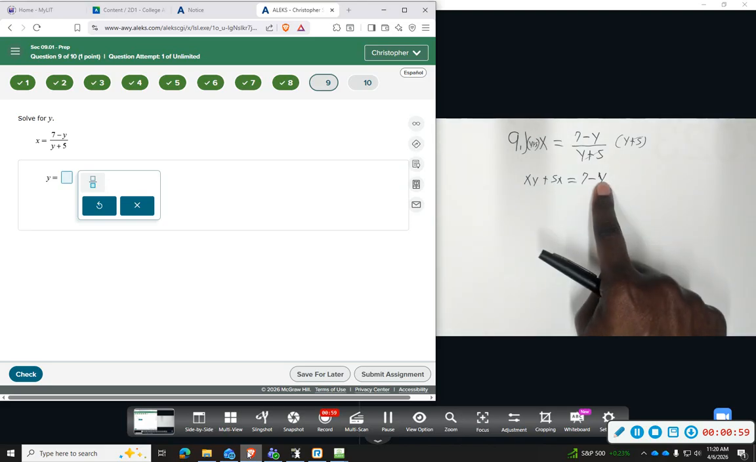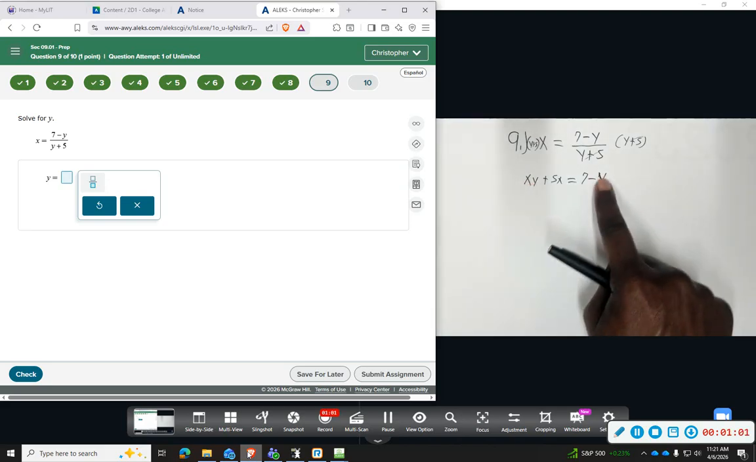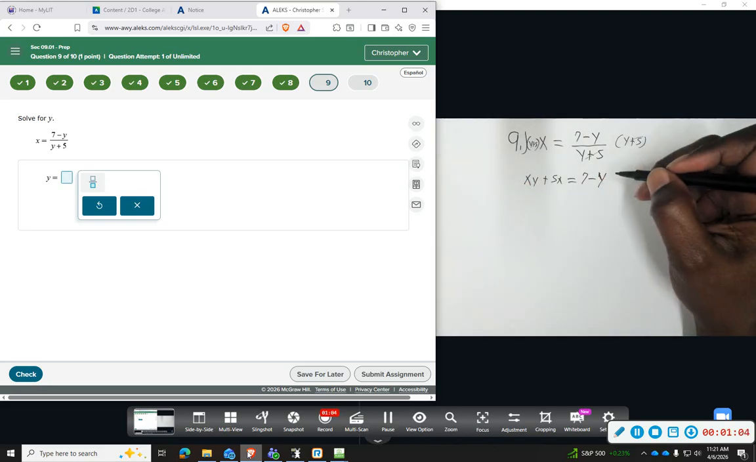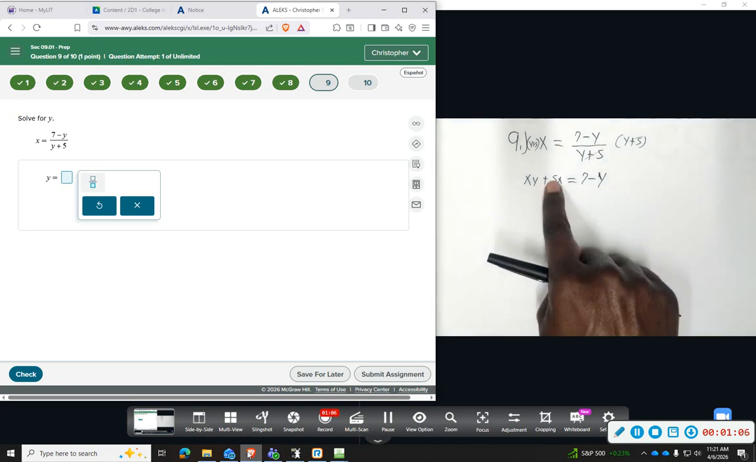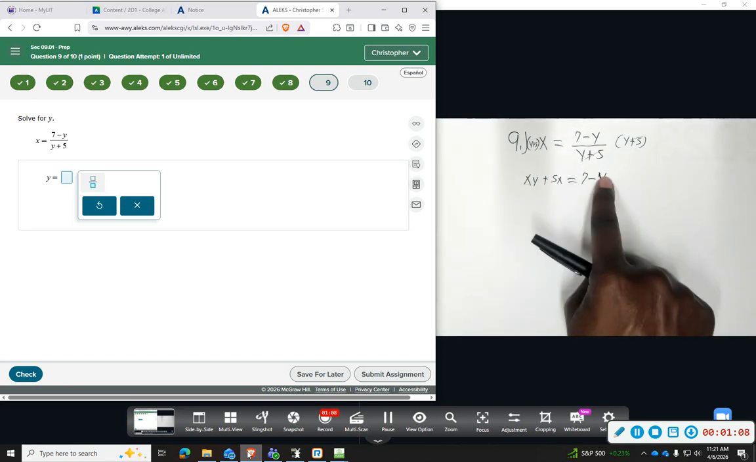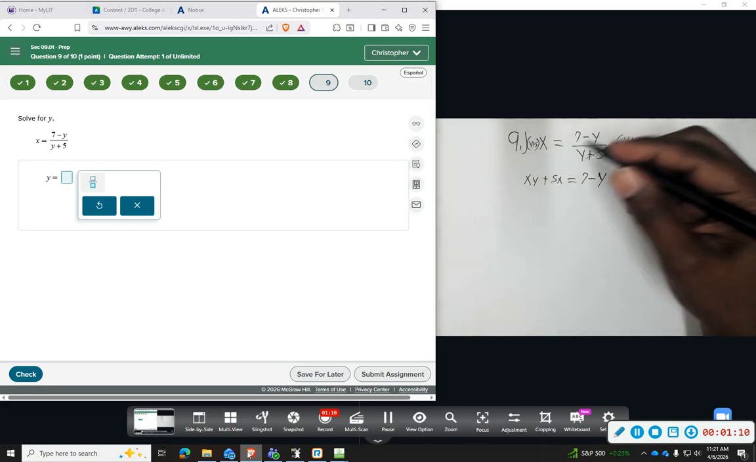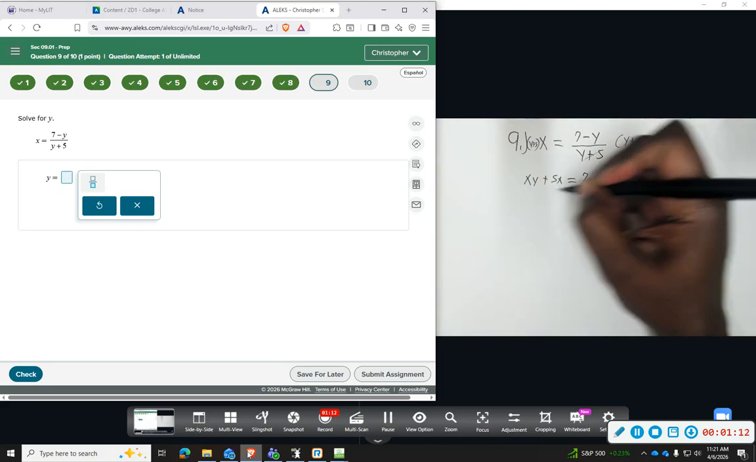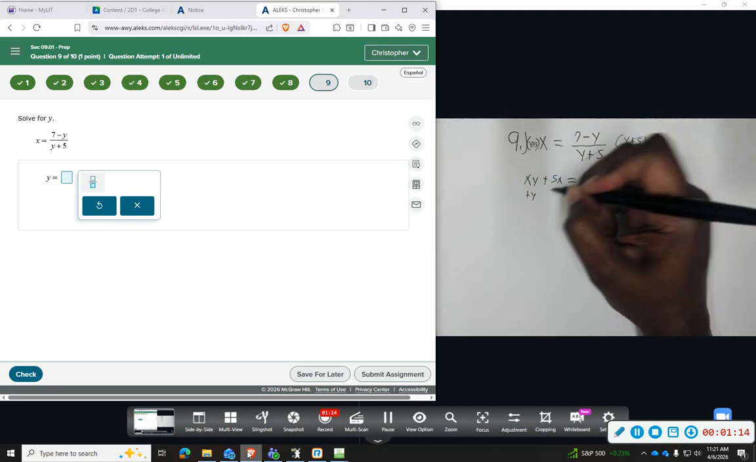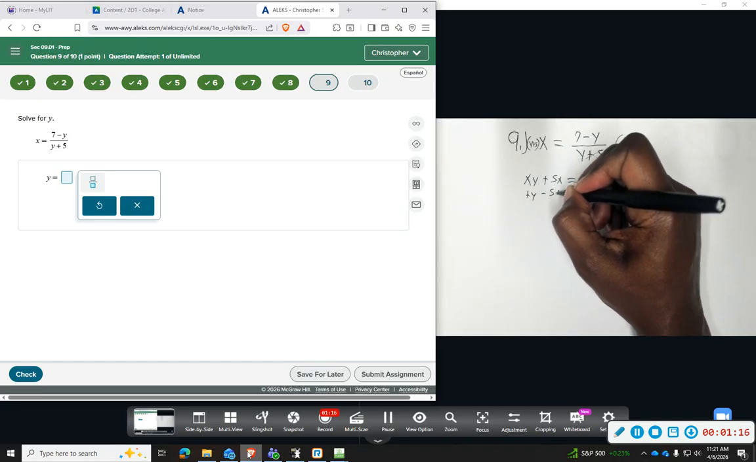Alright, so now I'm going to add the y and move it to this side. I'm also going to move the 5x because I want the 2 terms with the y on the same side. So I'm going to add y, and I'm going to subtract 5x.